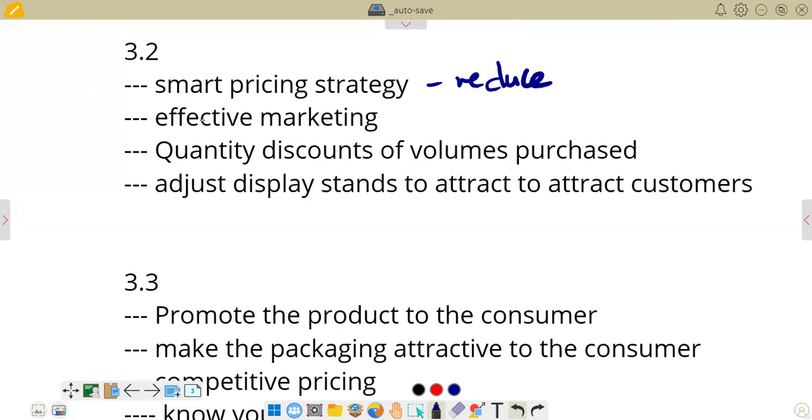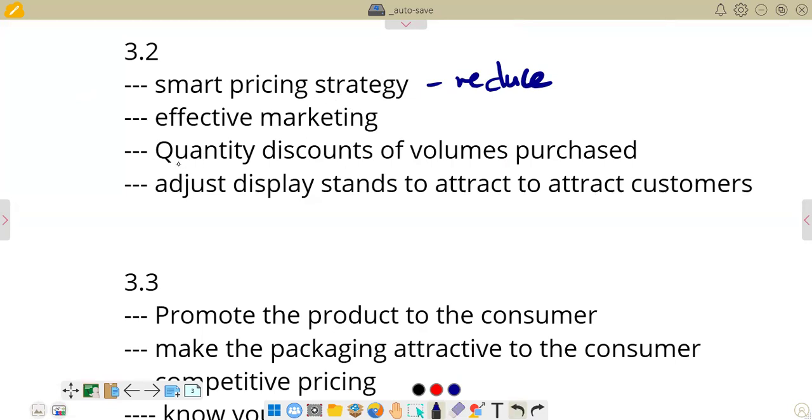The next point that we have is effective marketing. In this way, we are making sure that consumers are aware of our products, because when consumers are aware of our products, that's the only way they can come and buy them. Then we can improve our situation of slow moving stock, and our stock is bought at a faster rate. So this is the second point, which is effective marketing.